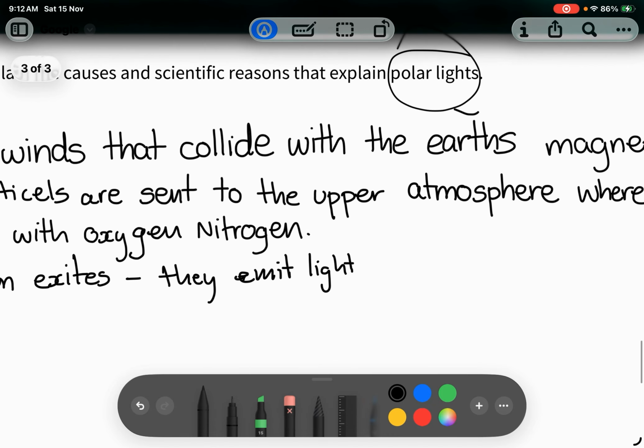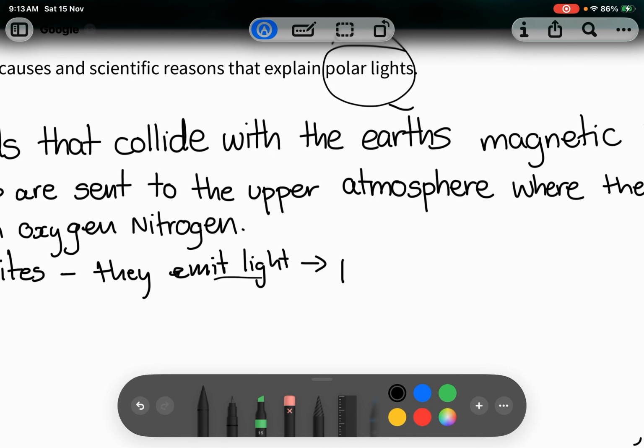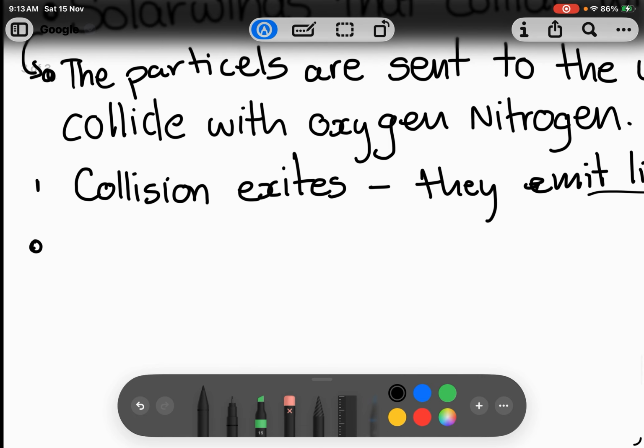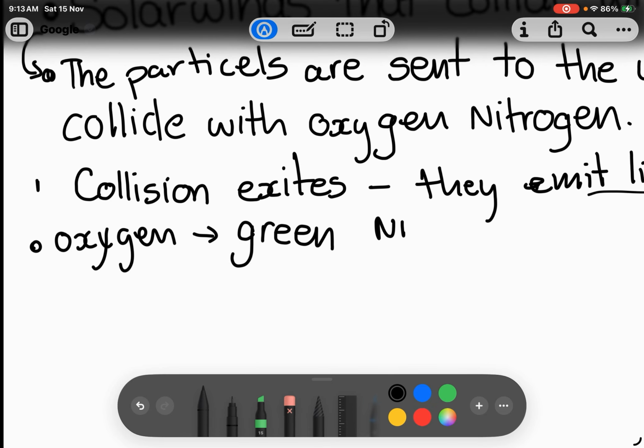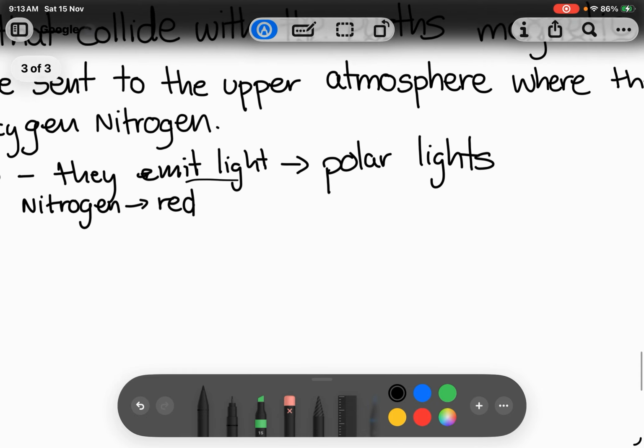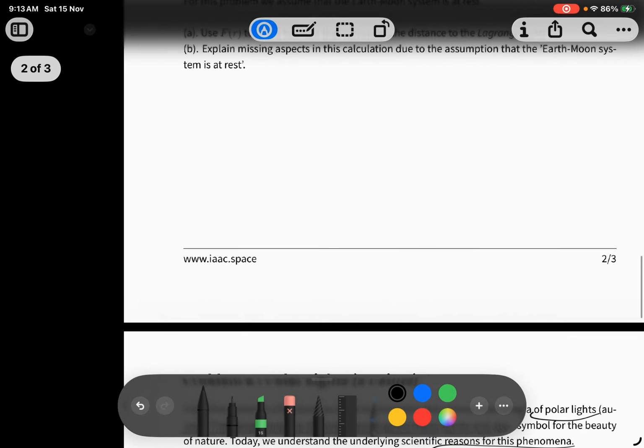Okay, so the emission of light produces the auroras, or polar lights. And also I'm pretty sure after this, if it's in oxygen, it produces green lights, and in nitrogen it produces red lights, I think. Oxygen green and nitrogen red. I'm not sure about this one. I just remember it off the top of my head. So yeah. Okay, so now let's go back to this.